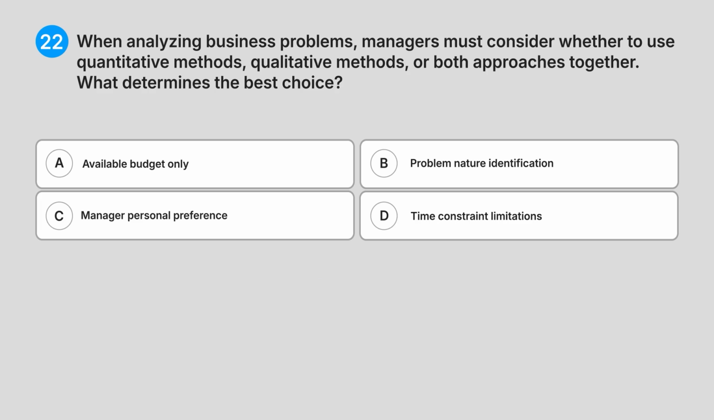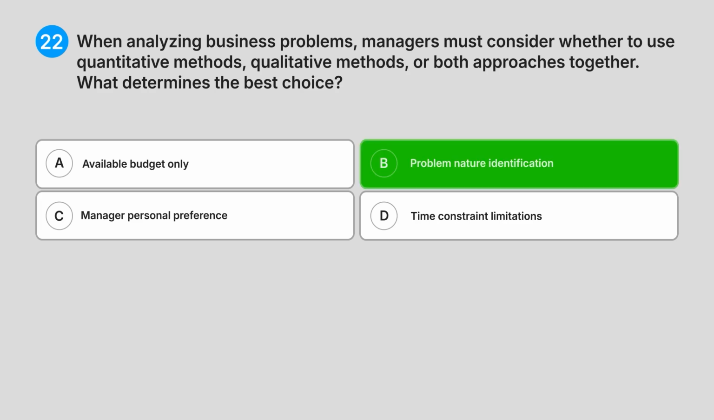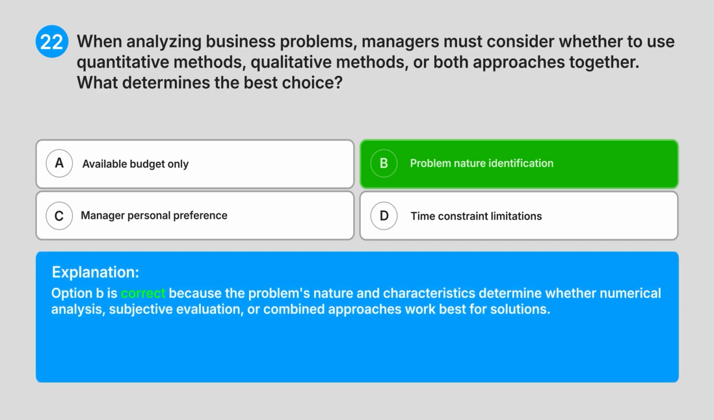Correct answer, B. Problem nature identification. Explanation. Option B is correct because the problem's nature and characteristics determine whether numerical analysis, subjective evaluation, or combined approaches work best for solutions.